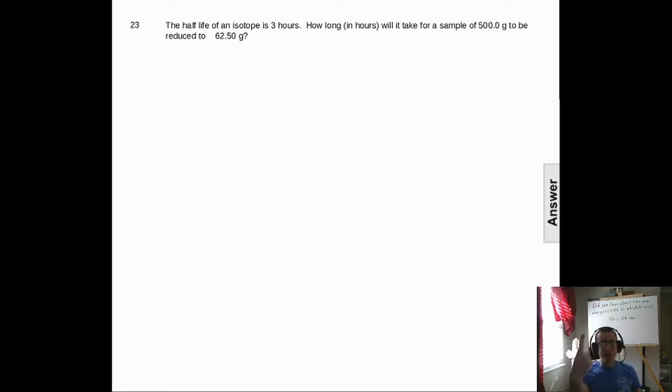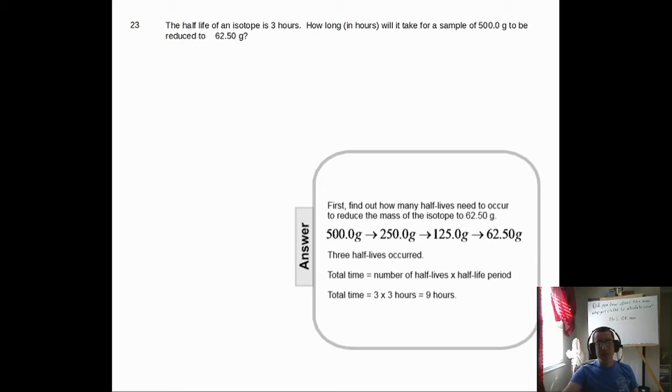So 500 to 250 is 1, then to 125, and then to 62.5. So I know that there's a total of 3 half-lives that occurred. So if a total of 3 half-lives happened, and 1 half-life is 3 hours, 3 times 3 is going to give us 9 hours.